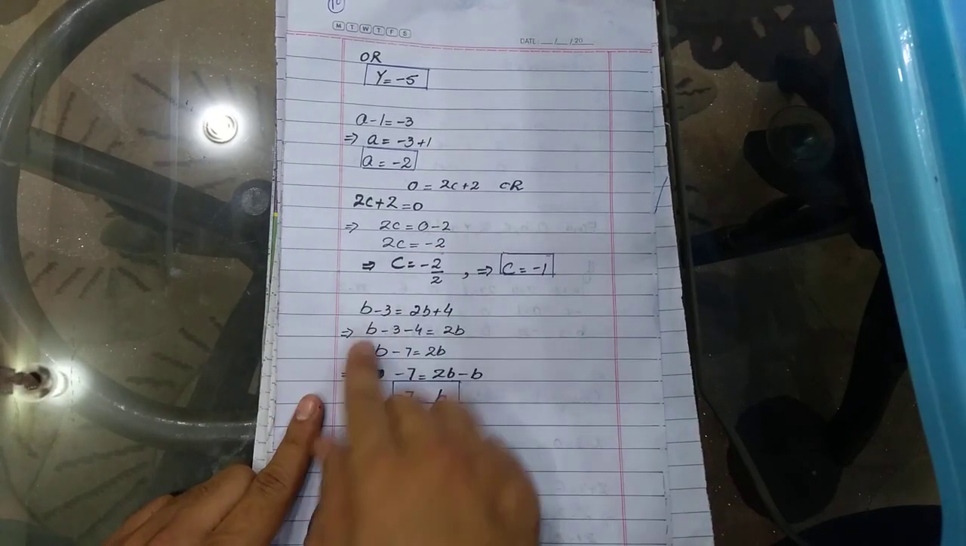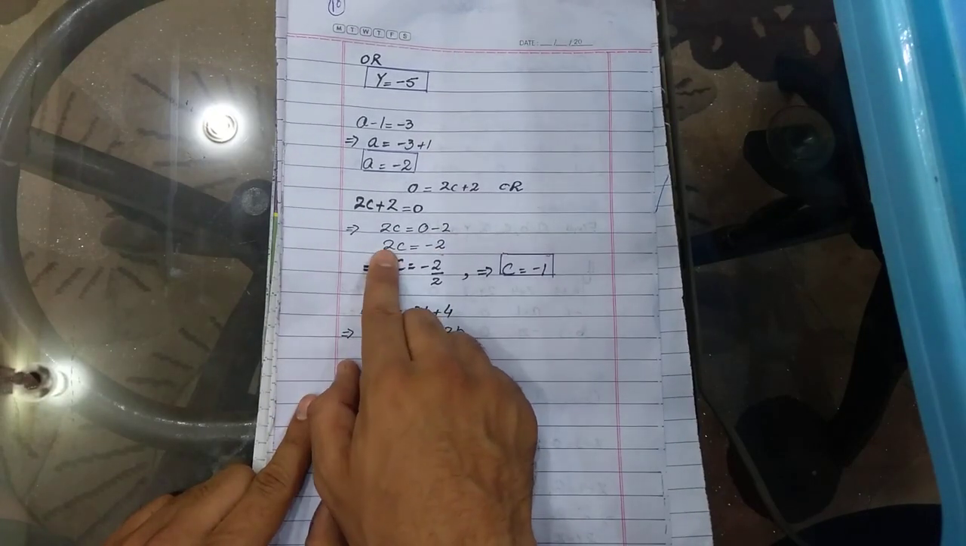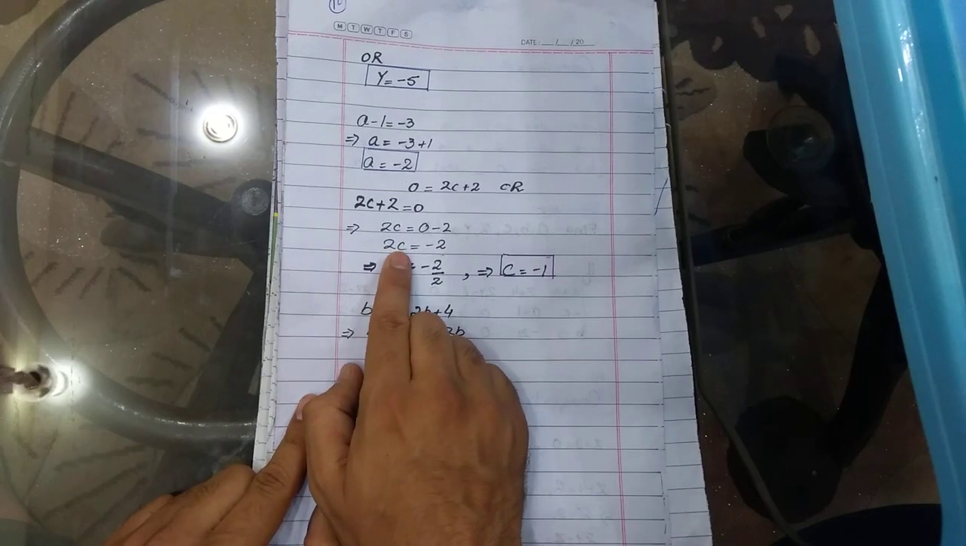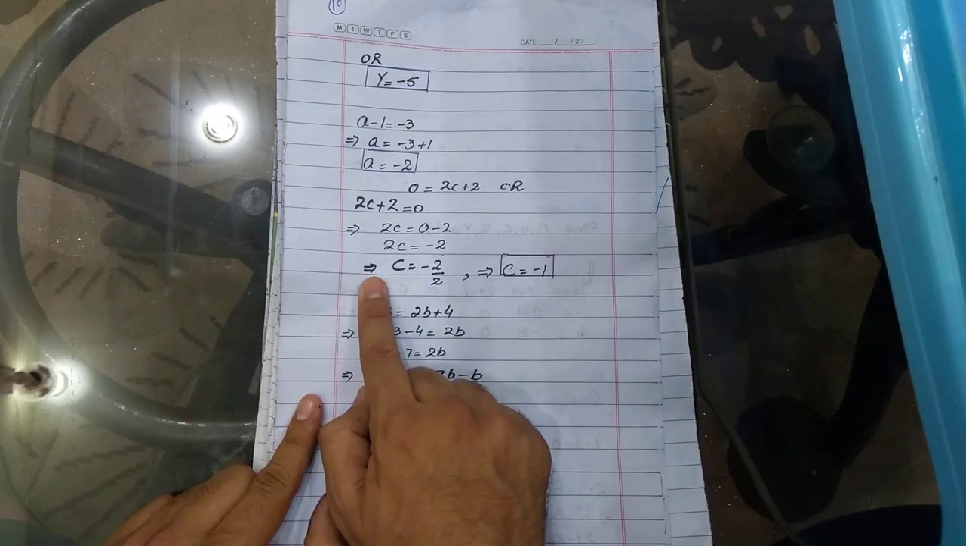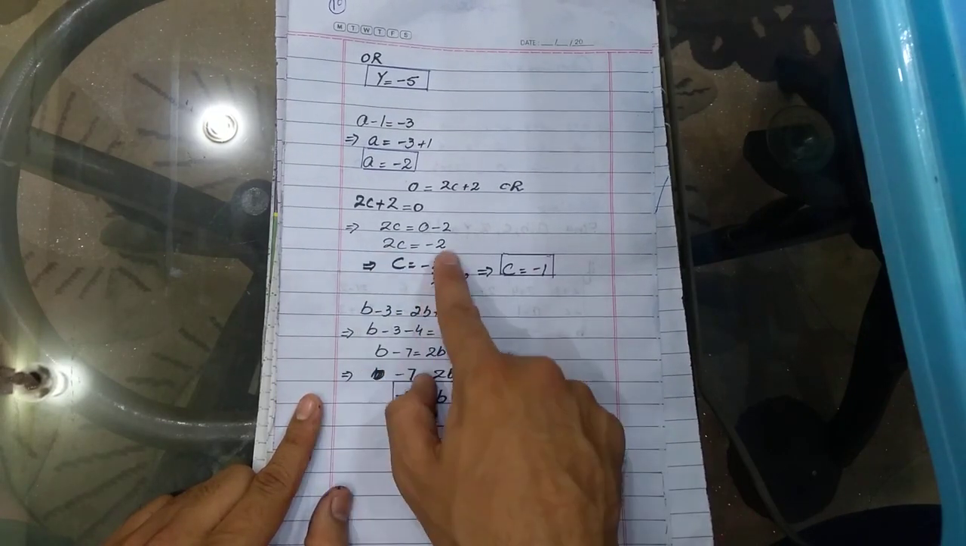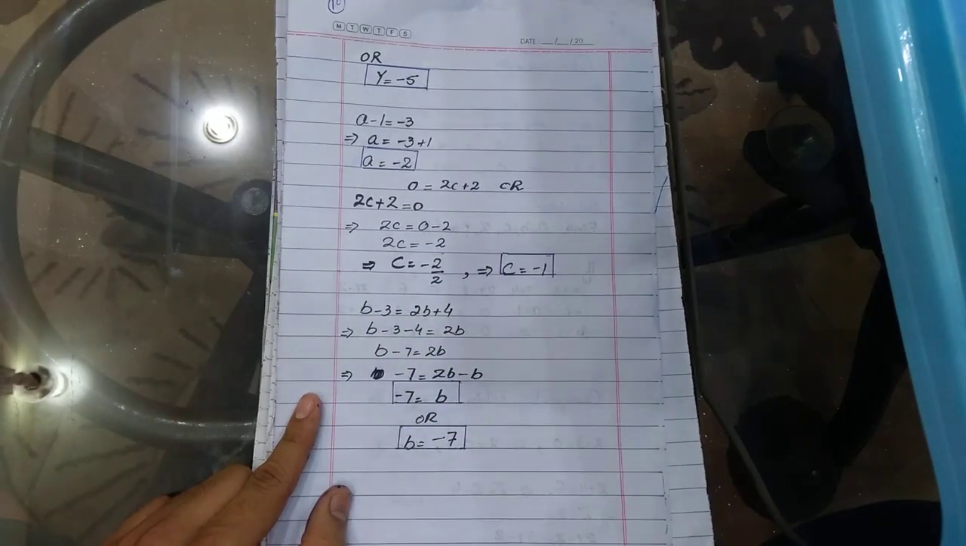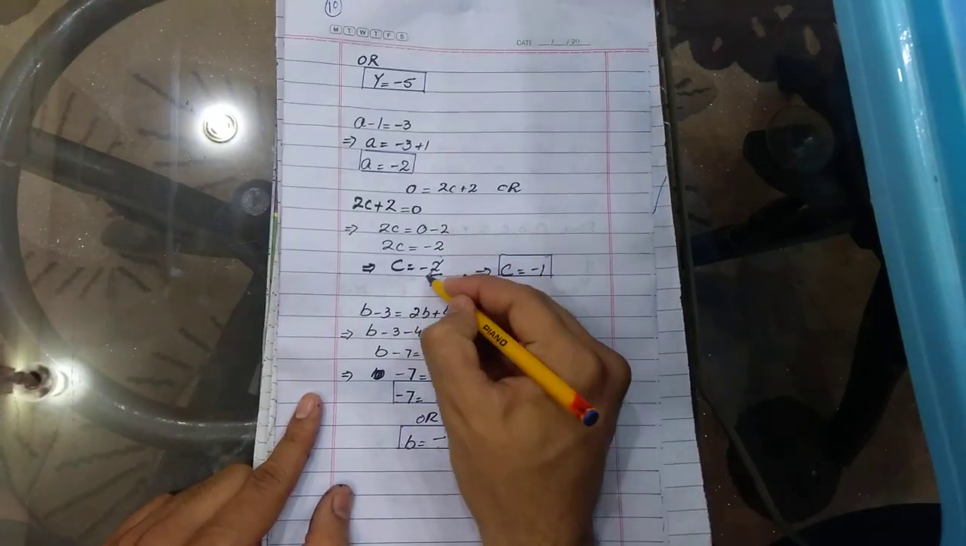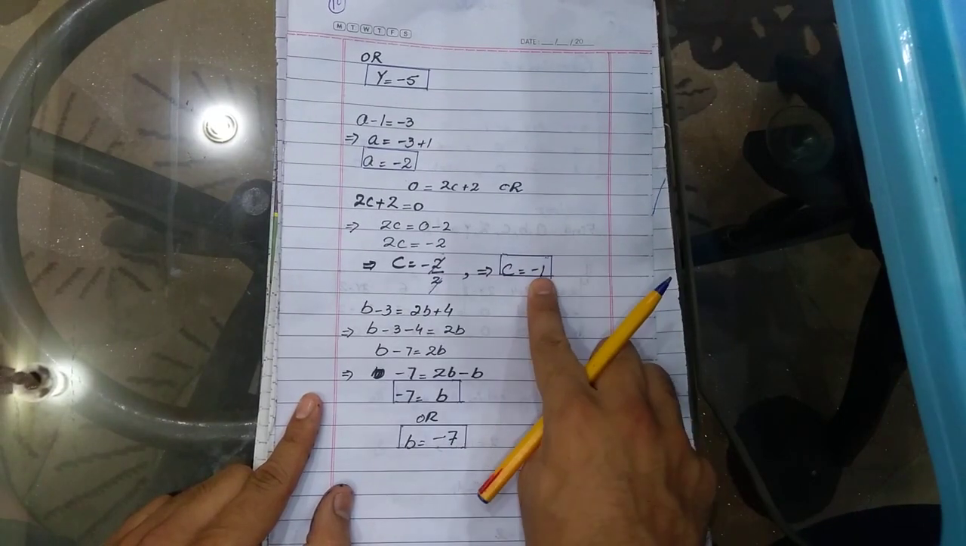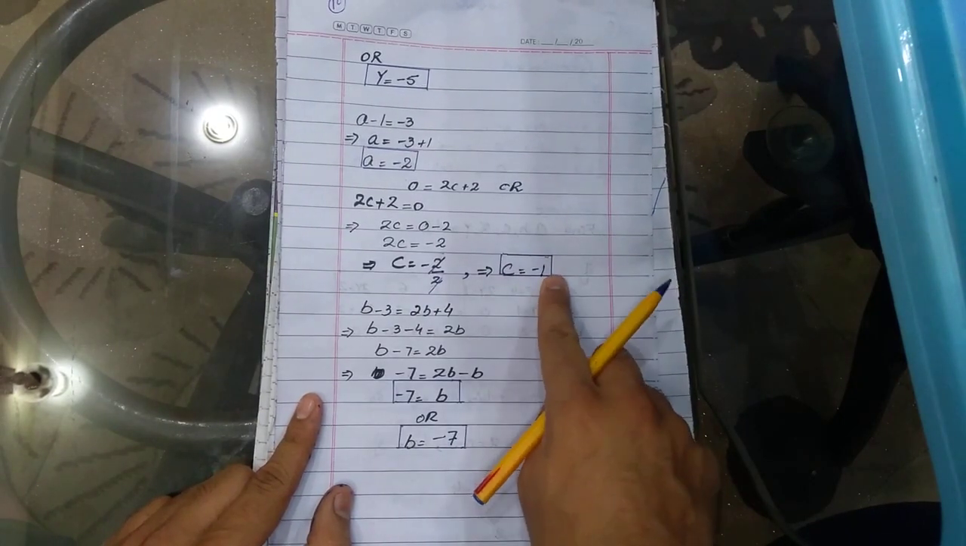Now student, look here. With c we have 2. This 2 is multiplying with this c, which implies that this 2 will divide this minus 2. 2 will be cancelled, and it will give you just minus 1. So c is equal to minus 1. Over to the very last value, that is b.